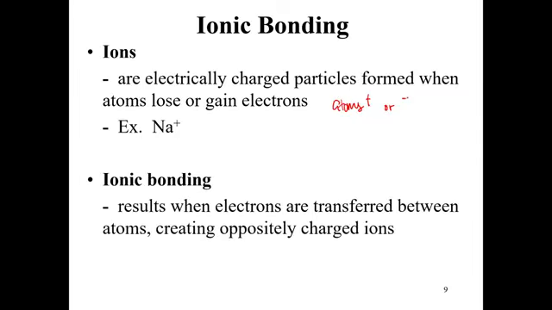Next is ionic bonding. Ionic bonding results when electrons are transferred between atoms, creating oppositely charged ions. Okay, so it usually occurs when a positively charged ion bonds with a negatively charged ion. Please take note that a positively charged ion is called your cation, and your negatively charged ion is your anion.